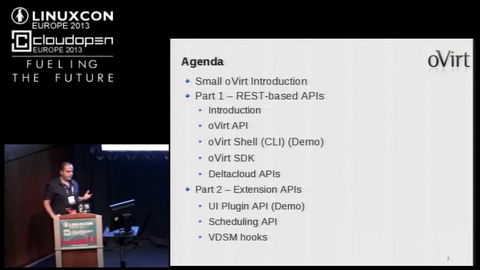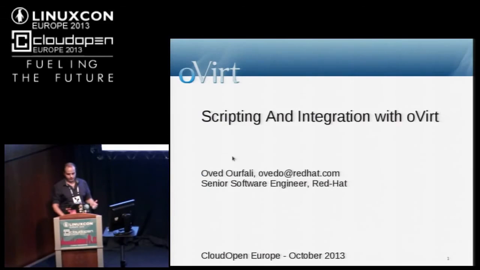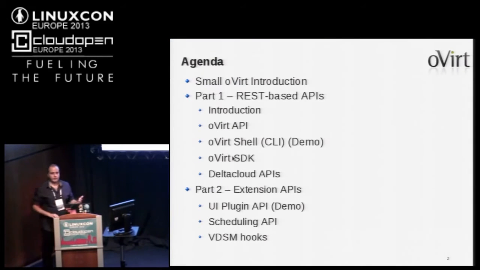extend the functionality of the oVirt engine and modify its behavior in different fields using UI plugins to change the UI, scheduling APIs or scheduling plugins in order to change the way oVirt schedules VMs in its environment, and VDSM hooks. Now the first two, UI plugins and scheduling API, you would basically use in addition to using the oVirt SDK, for example, in order to do different operations. So that's why I divided it into these two sections.